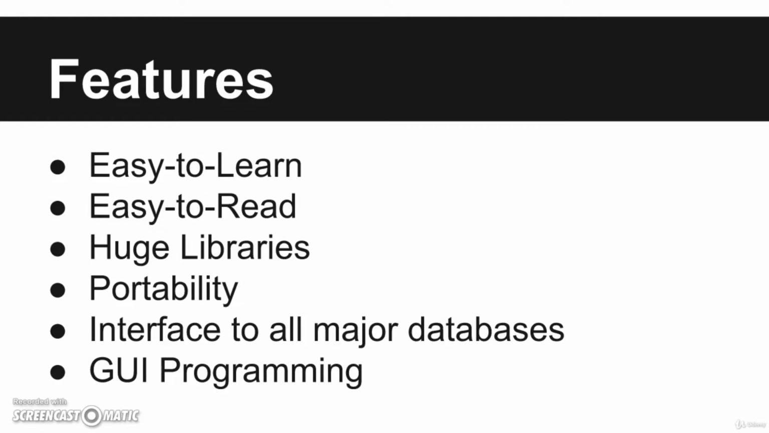Easy to learn means Python has relatively few keywords, simple structure, and a clearly defined syntax. This allows students to pick up the language in a relatively short period of time. It is easy to read. Python code is much more clearly defined and visible to the eyes. And it has a huge library, and it has portability and an interface to all other major databases.